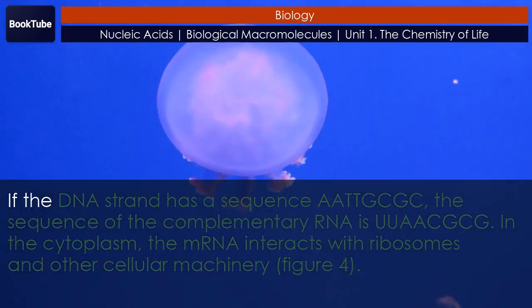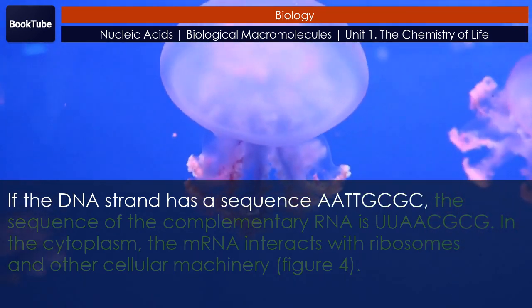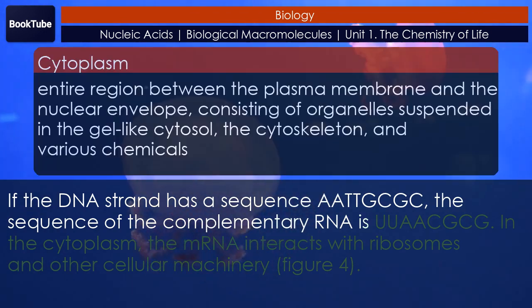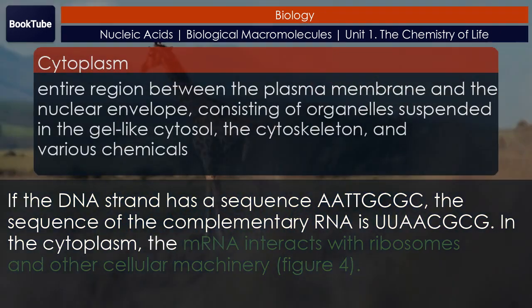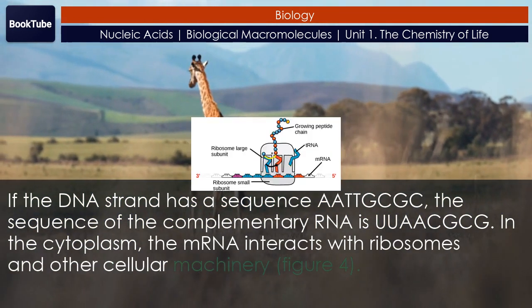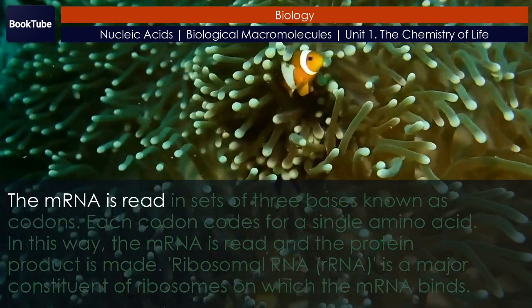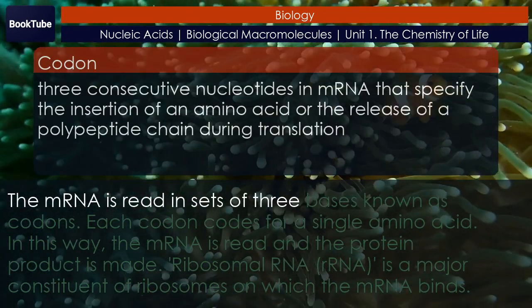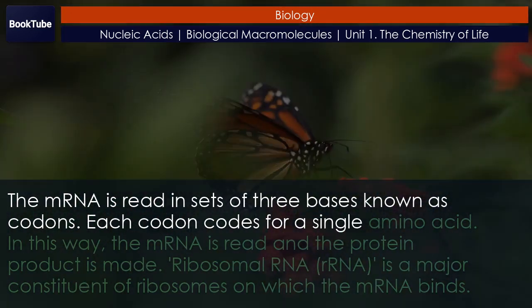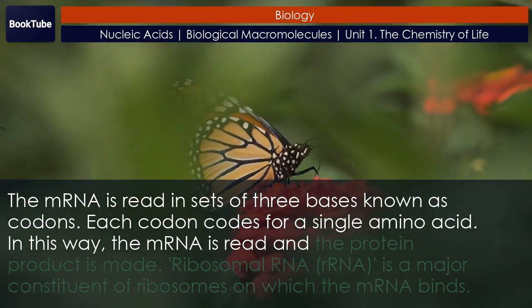If the DNA strand has a sequence AATTGCGC, the sequence of the complementary RNA is UUAACGCG. In the cytoplasm, the mRNA interacts with ribosomes and other cellular machinery. Figure 4. The mRNA is read in sets of 3 bases known as codons. Each codon codes for a single amino acid. In this way, the mRNA is read and the protein product is made.